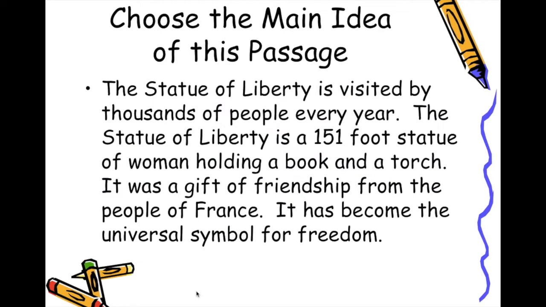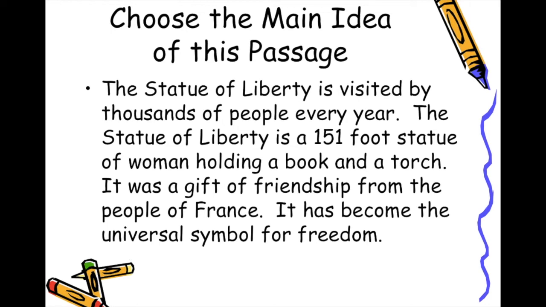All right, let's continue and look at another one. This passage reads, "The Statue of Liberty is visited by thousands of people every year. The Statue of Liberty is a 151-foot statue of a woman holding a book and a torch. It was a gift of friendship from the people of France. It has become the universal symbol for freedom."